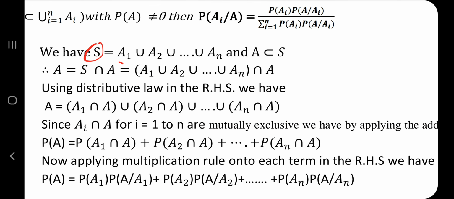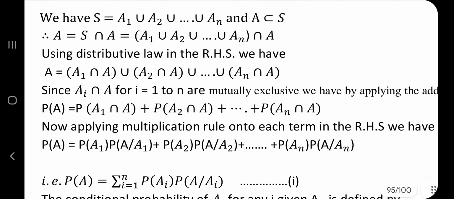See, S is equal to A1 union A2 union A3 till An. Okay, all this combined will form S, right? And A is equal to S intersection A. What is common in S and A? Obviously A only, right? That is equal to this whole thing, instead of S I am writing this, then intersection A. Now if you use the distributive law, A1 intersection A union A2 intersection A union A3 intersection A till union An intersection A. That's what is written here.